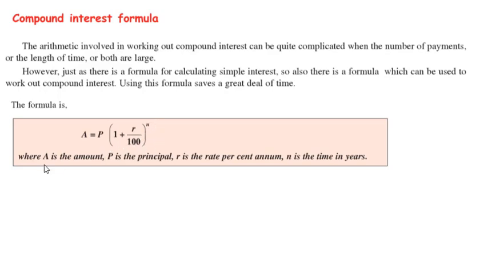Here A is amount. Now A is what amount? It is the amount which I will receive after certain years when I put some amount in a bank or somewhere which gives me interest. So this is the final amount. P is the principal, R is the rate of interest, and n is the time in years.